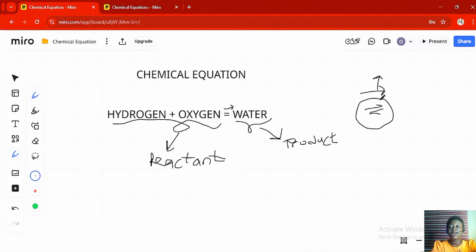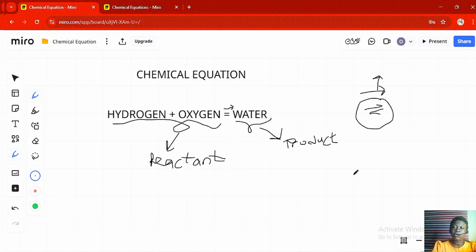After this class, we'll be talking about the different types of chemical reactions, so you will elaborate on what I mean by reversible reaction. But just know that when these two arrows are in a chemical reaction, that type of reaction is called a reversible reaction. Are you understanding me? Good. So this is very important.